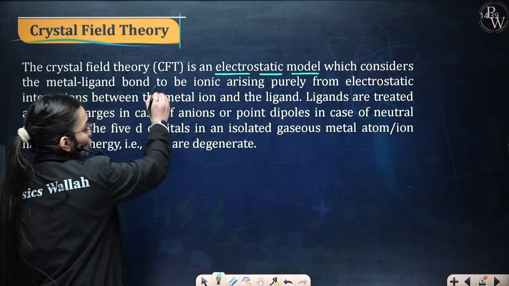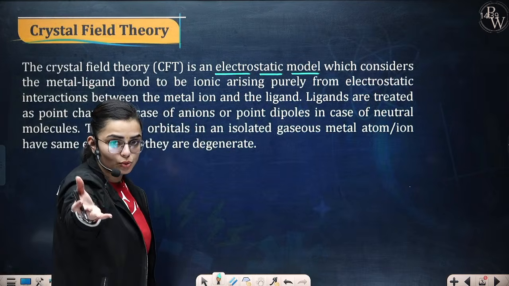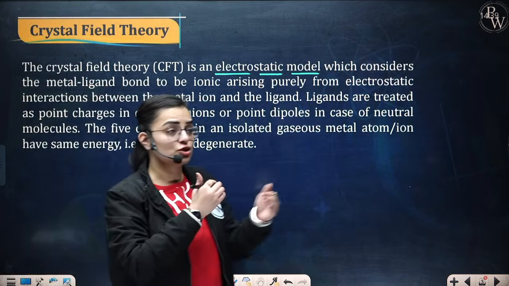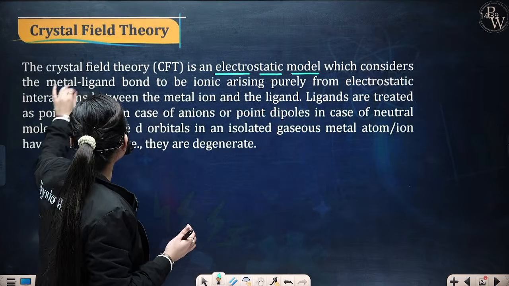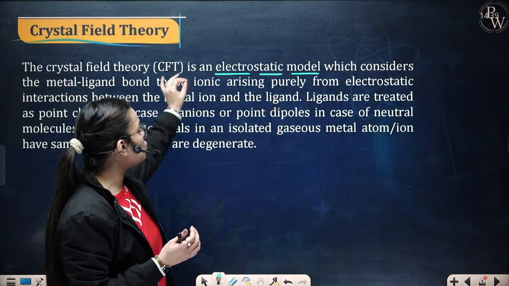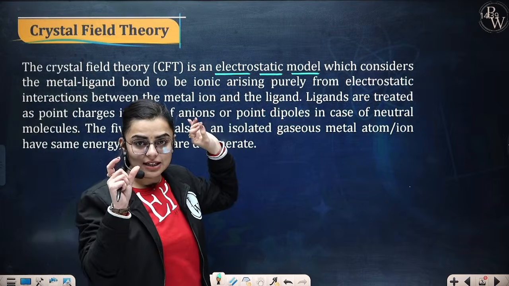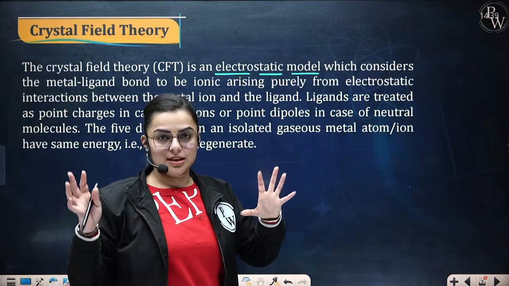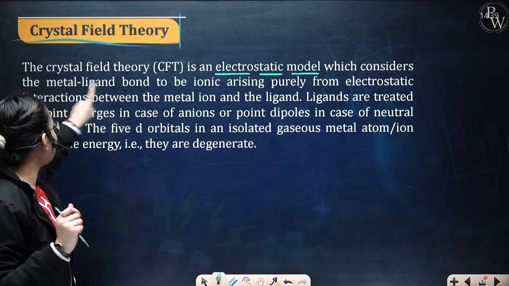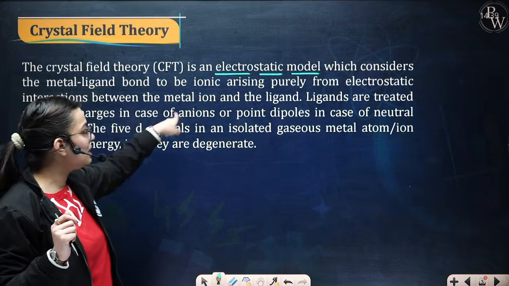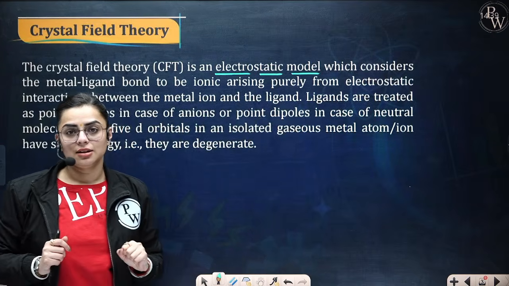Crystal field theory is an electrostatic model, which I told you means there is an electrostatic force of attraction. The positive and the negative charges attract each other. It considers the metal-ligand bond to be ionic. Ionic refers to cations and anions. It arises purely from electrostatic interactions between the metal ion and the ligand.